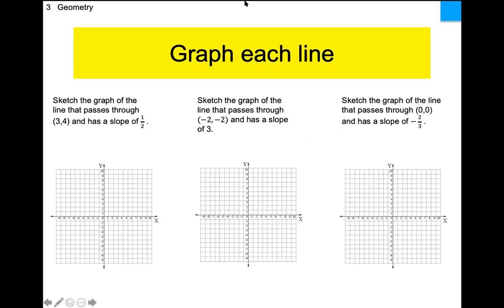All right. Any questions on how to do this? All right, I'm going to pause for about a minute, let you get started on these, and then I'll walk you through each one.